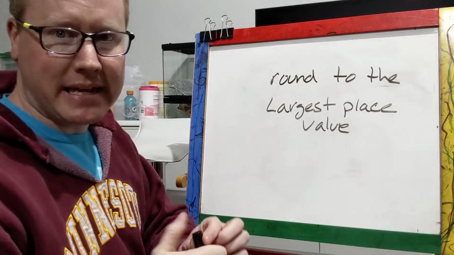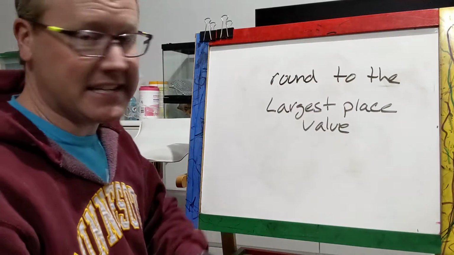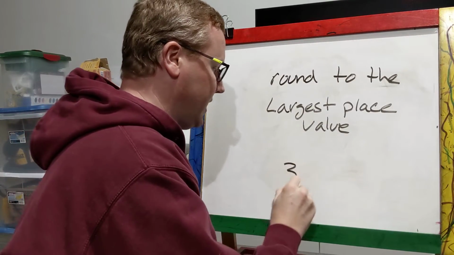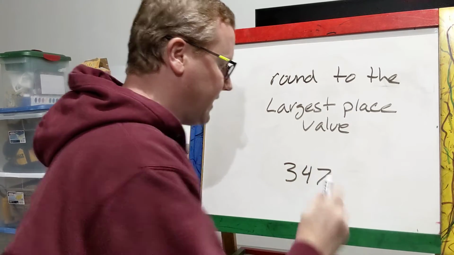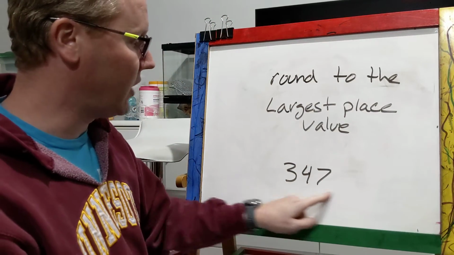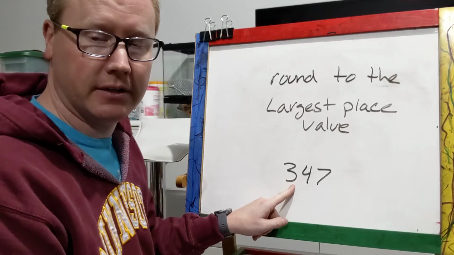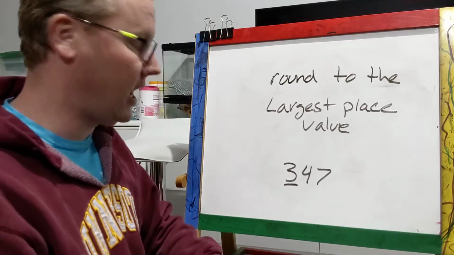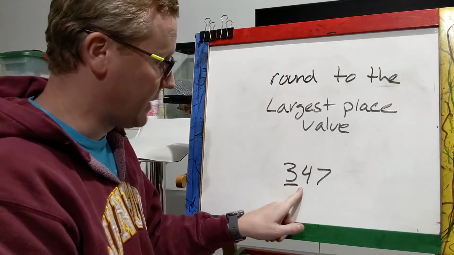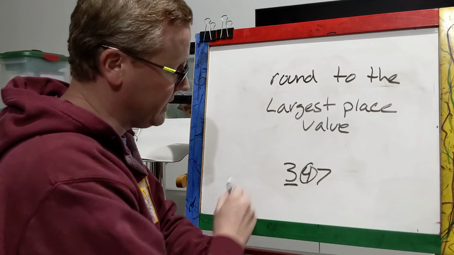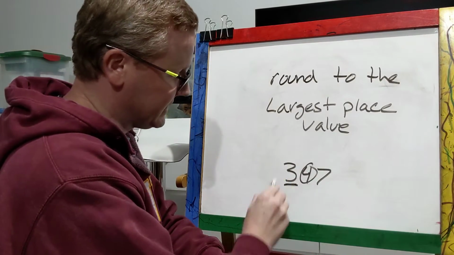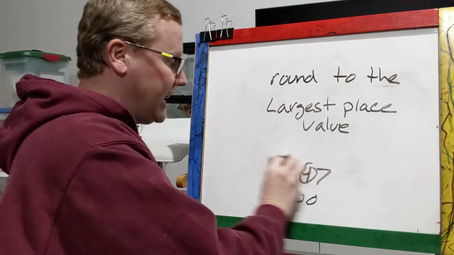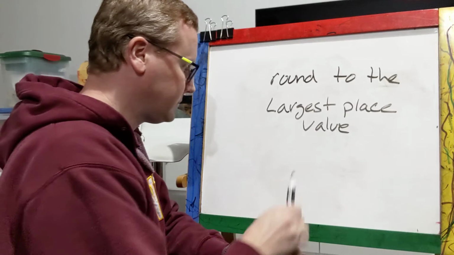And all that means, it's a really big fancy math talk, to say if we have the number 347, what's our largest place value here? 300, the hundreds. So we're going to be rounding to the hundreds spot. And if I round it, I look at my other number here. It tells me to stay the same. So it's 300.